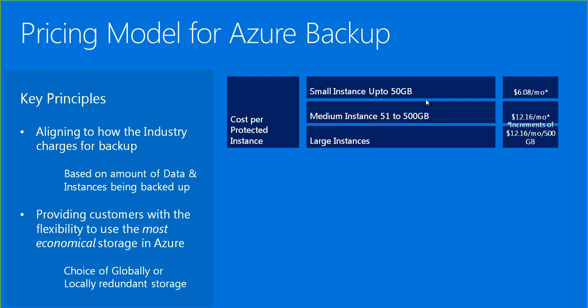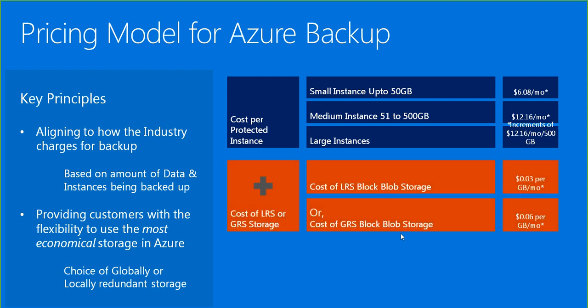Anything which is less than 50 gig, you're paying $6 some change for protecting that within the Azure backup services. If it is between 51 and 500 gig, you're paying around $12.16. And anything above 500 will be an increment of $12.16. So basically, it depends upon the number of instances and the size of the instance that you're trying to protect. That is how you do the pricing for Azure backup.